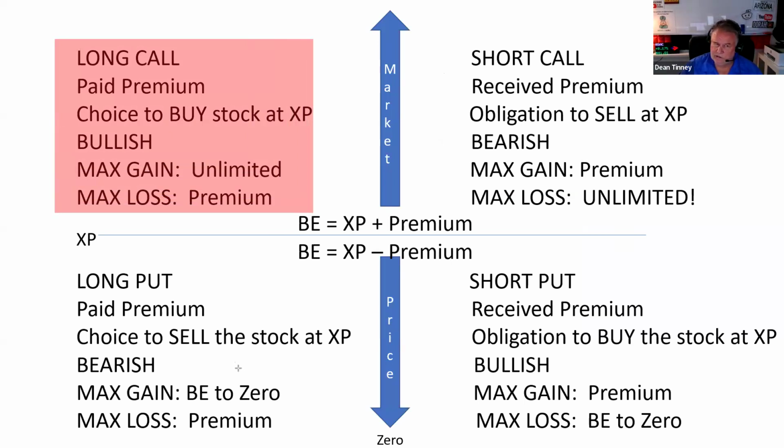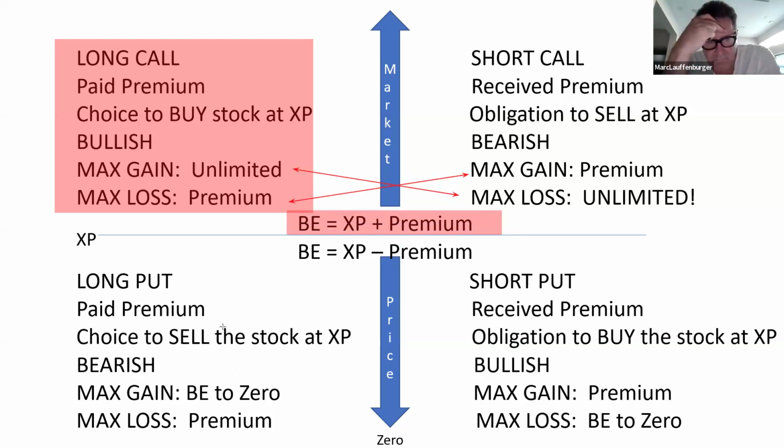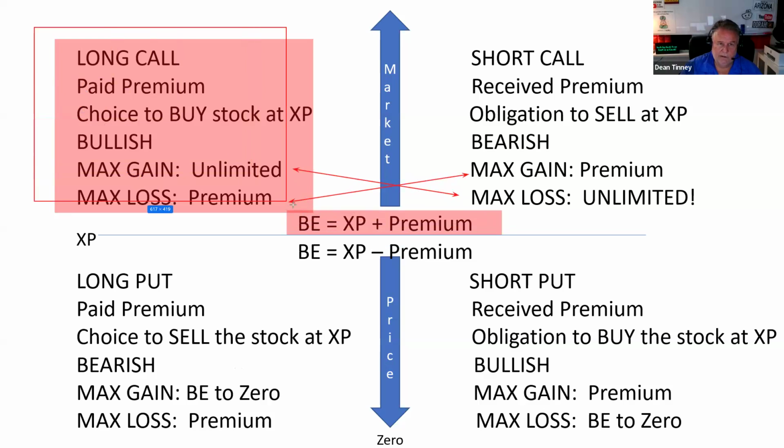We said you're bullish. We said your max gain is unlimited. Your max loss is the premium. And we said your break even is strike price plus premium. Now, the neat thing about the matrix, not a box with 4 squares, a matrix, is every time you cross this line, gains and losses change. So my point is, if you can get this quadrant down, just the long call quadrant, you're going to be in pretty good shape.